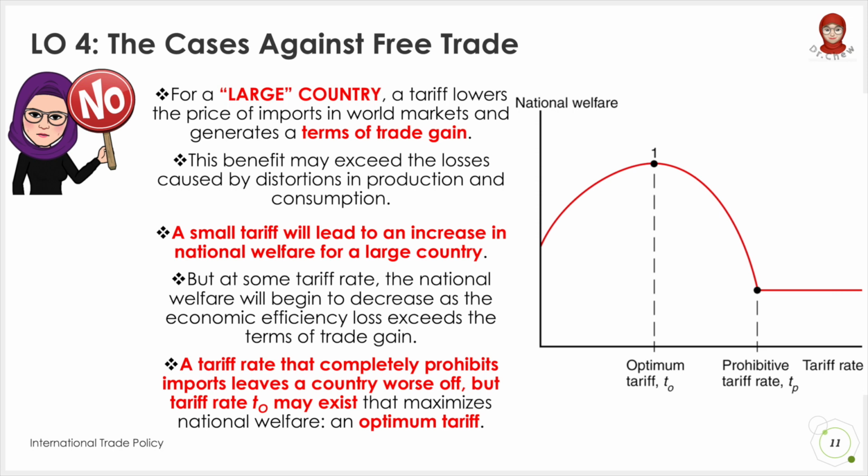By convention, the phrase optimum tariff is usually used to refer to the tariff justified by a terms of trade argument rather than to the best tariff given all possible considerations. The optimum tariff rate is always positive, but less than the prohibitive rate TP that would eliminate all imports.